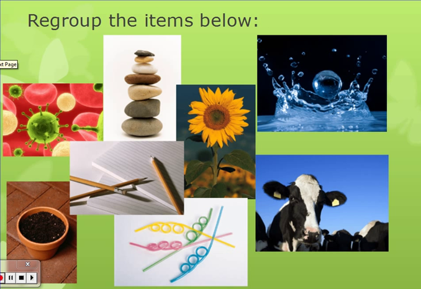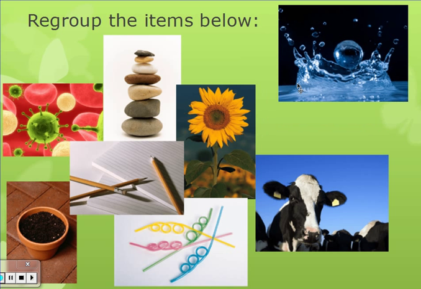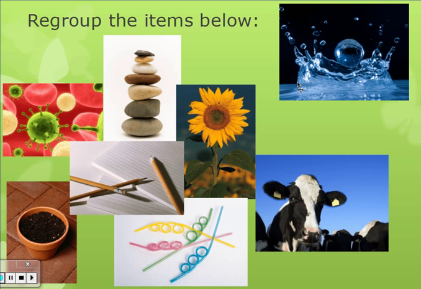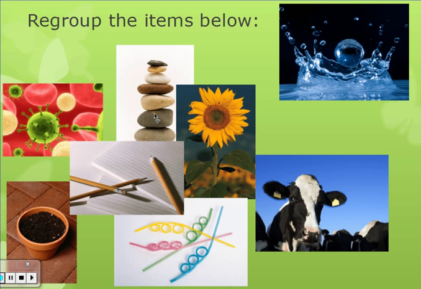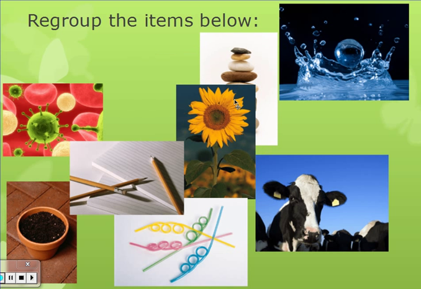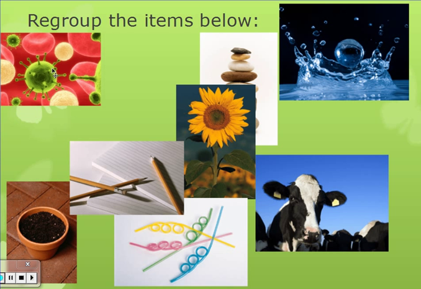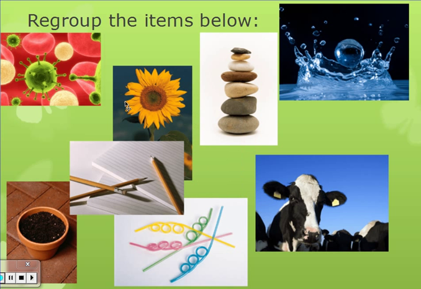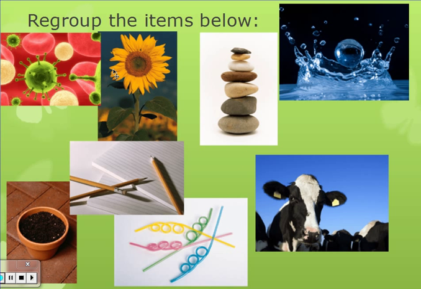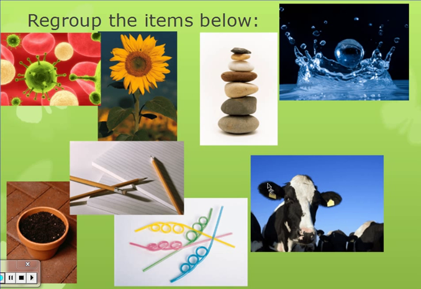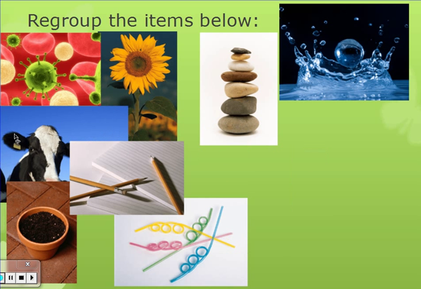So taking what you have learned today, regroup the items below. Your grouping should look something like this. We have water as non-living or abiotic. Rocks are non-living. Bacteria is living. The sunflower is living. The cow is living or biotic.